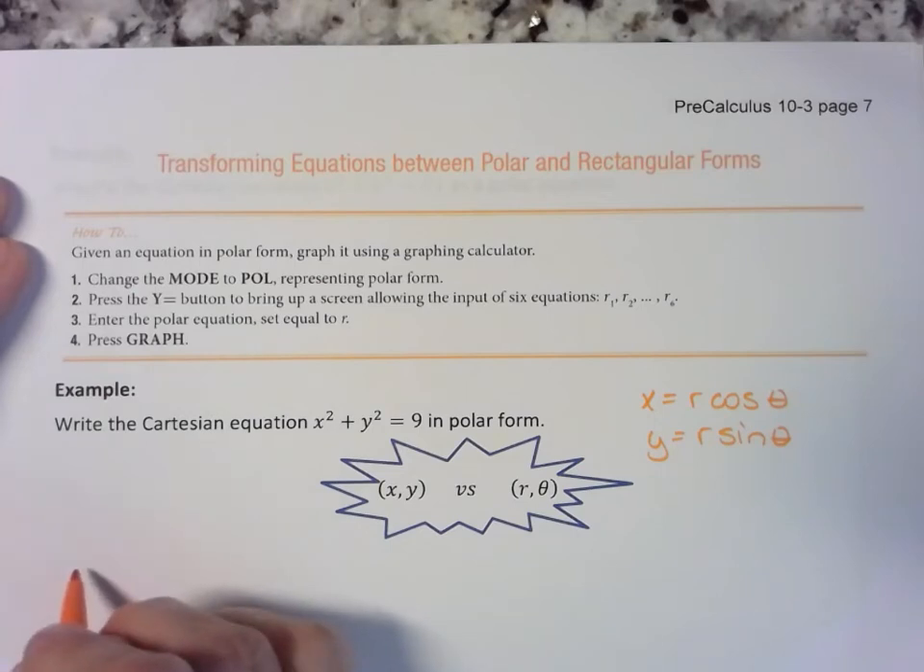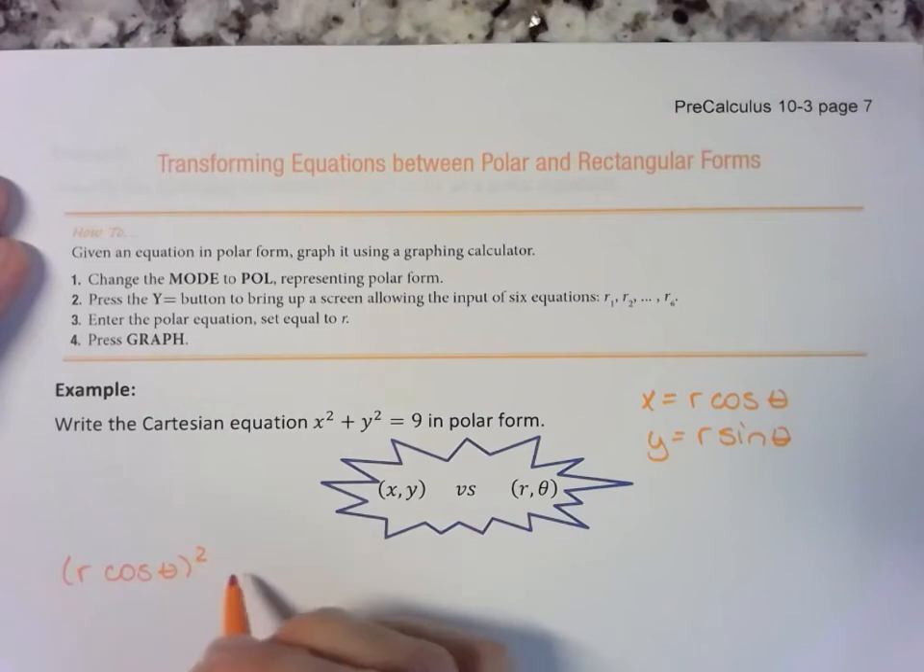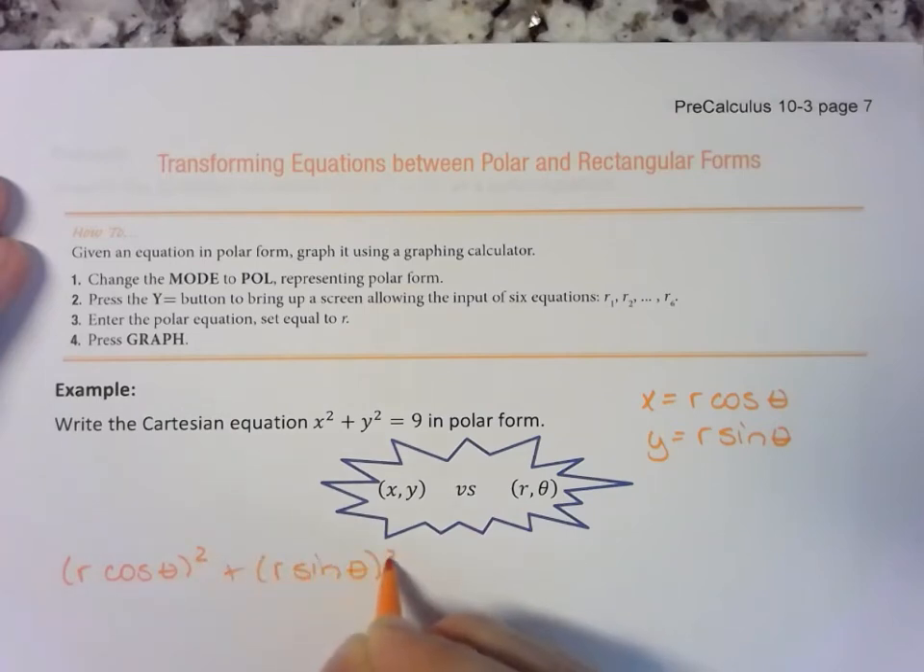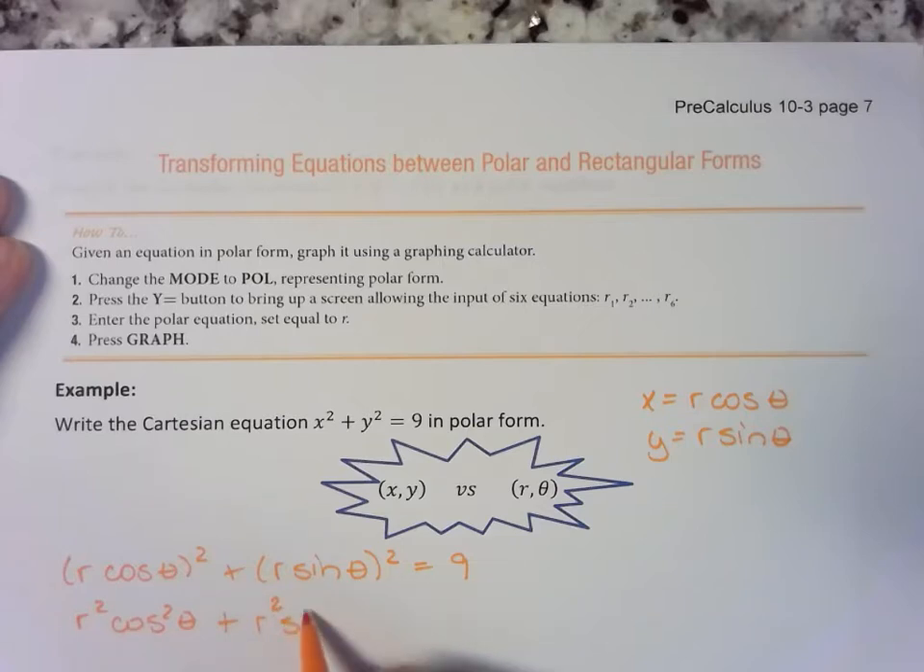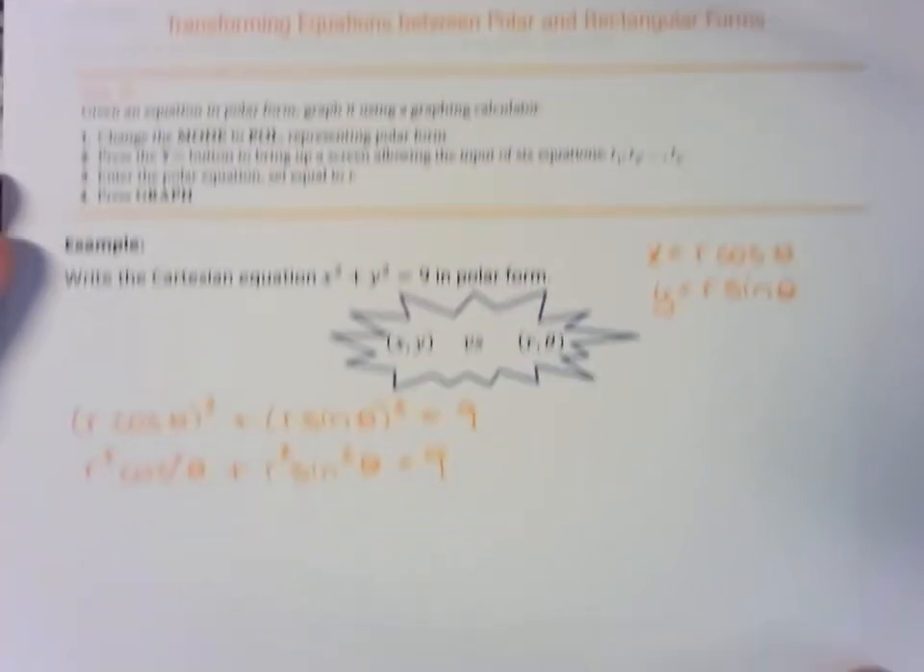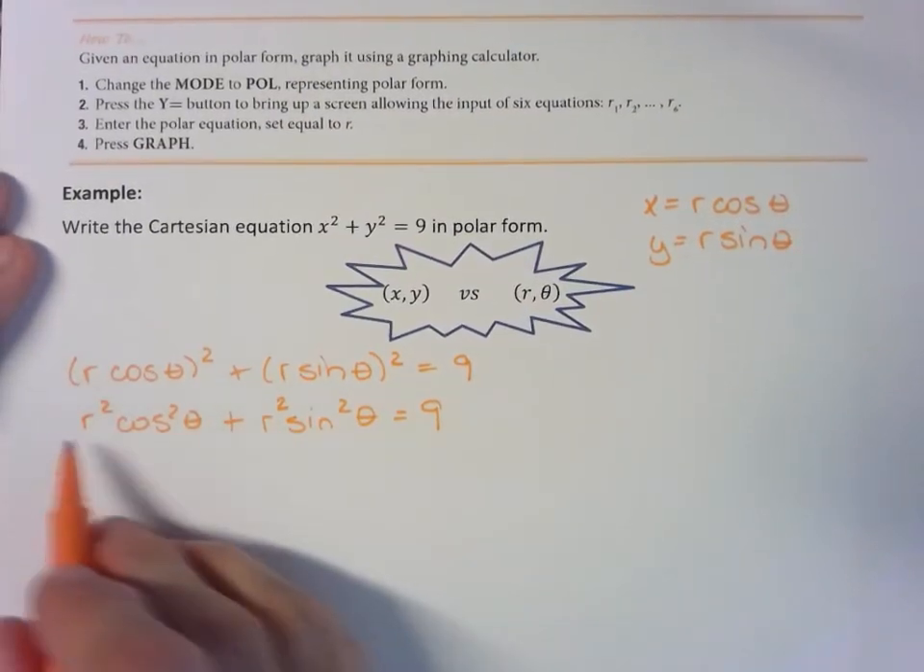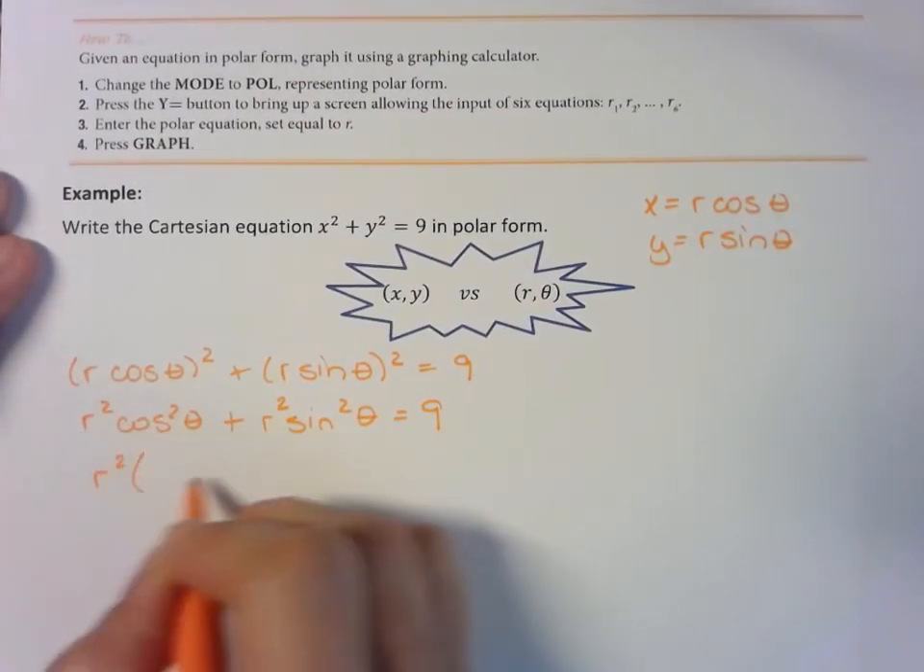So we have x squared plus y squared is equal to 9. So simplify this. That's r squared cosine squared theta using the rules of exponents, plus r squared sine squared theta. Both of these have an r squared, so you can factor that out.